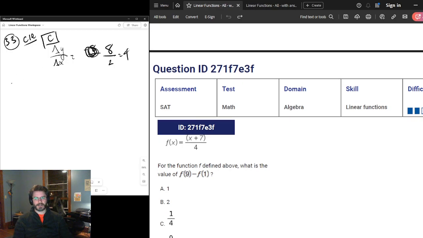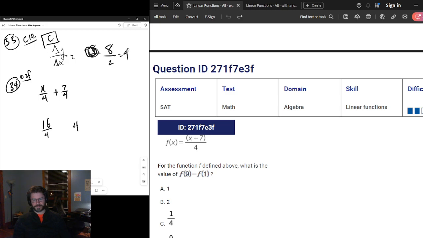Okay, we got question 34, E3F. Okay, we've got a kind of rational function, but it's not really. It's just x over 4 plus 7 over 4, which is slope and y-intercept. What's the value of f of 9 minus f of 1? So just plug in 9 and 1. 9 plus 7 is 16 over 4 is 4. And then 1 plus 7 is 8 over 4 is 2. 4 minus 2 is 2. So B.